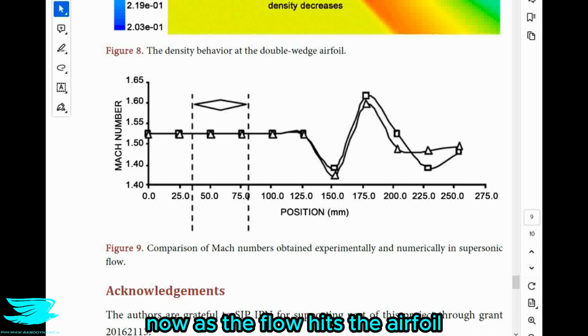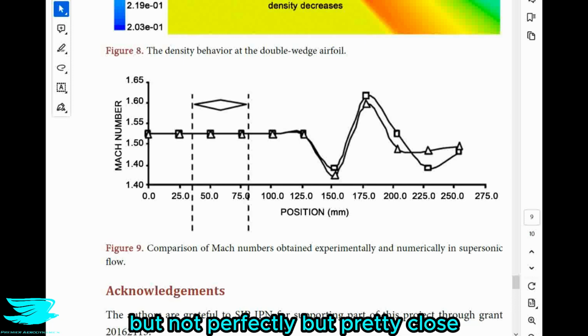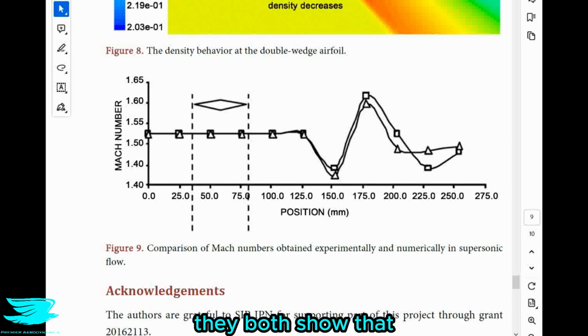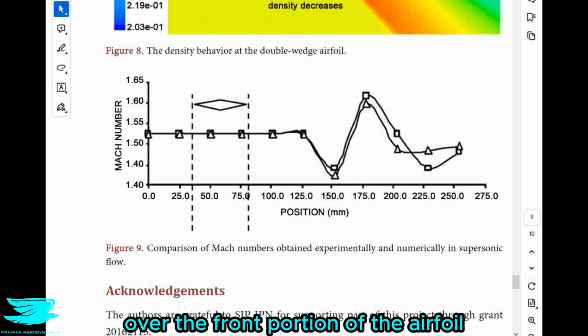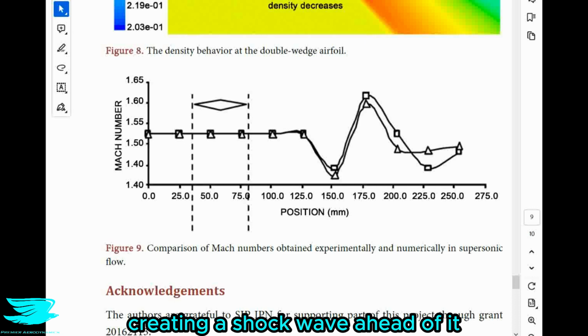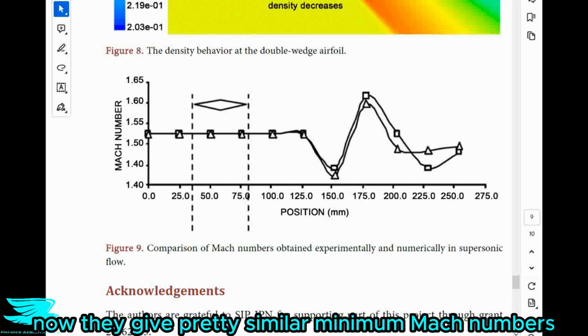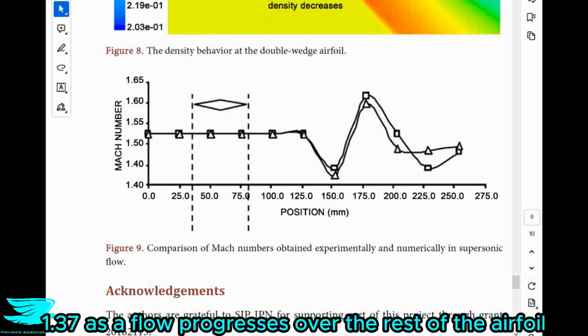Now, as the flow hits the airfoil, the CFD and experiments follow each other quite closely, but not perfectly, but pretty close. They both show that over the front portion of the airfoil, the velocity drops, and that makes sense because this airfoil is creating a shockwave ahead of it, and that results in the velocity dropping after it. They give pretty similar minimum Mach numbers, both around 1.36, 1.37.